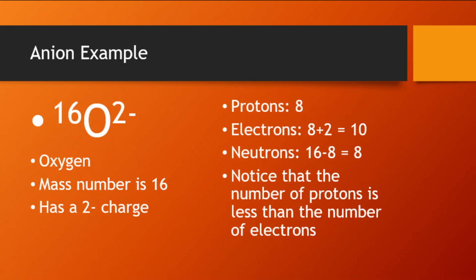Okay. And for our neutrons, that's how we calculate using mass number. We take the 16, subtract the number of protons from it. 16 minus 8 is 8. That's how many neutrons we have. Now again, notice that the number of protons in an anion, specifically in this anion and all other anions, is less than the number of electrons. Okay?